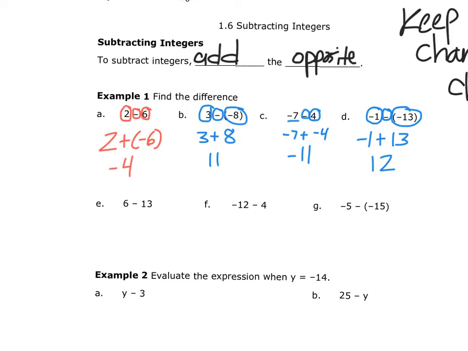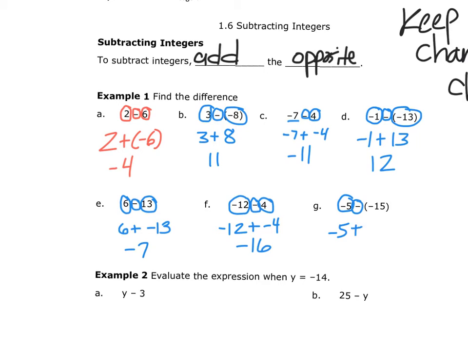So to continue on, I would keep this first one the same. I would change this minus sign to a plus sign and change this 13 to a negative 13, and I would get negative 7. Keep, change, change. And I get negative 16, and then to finish up, keep, change, change. I get a positive 10.